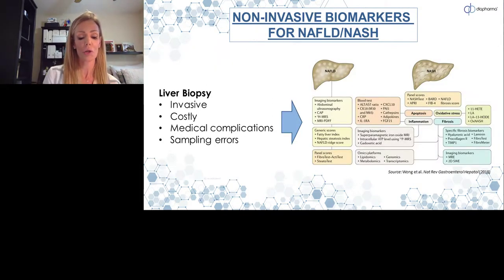It is important to note that the histological surrogate endpoints that I just talked about still require a liver biopsy sample to be taken. But biopsies have several drawbacks. They're invasive, costly, there is a rare but not insignificant risk of complications, and they're inherently prone to sampling errors.